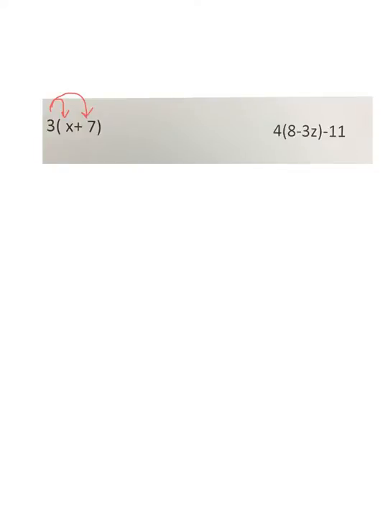So first thing, 3 times x is 3x. Bring down your plus sign. And then 3 times 7 is 21. And that's all we're doing. So your final answer should be 3x plus 21. Now, the second one, I'm actually going to the right, should be a little bit more difficult.